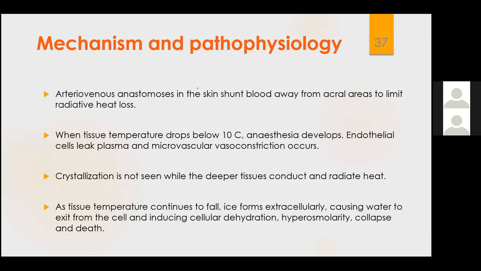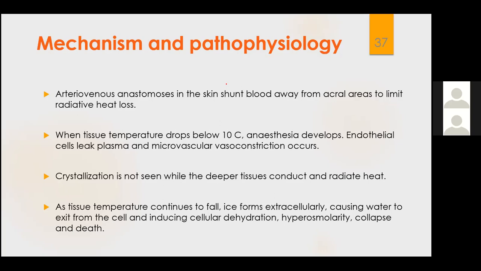So what is the mechanism and pathophysiology of frostbite? When patients are exposed to cold weather, the arteriovenous anastomoses in the skin shunt blood away from the acral areas to limit radiative heat loss. After this, the tissue temperature drops below 10 degrees centigrade, and there is development of anesthesia. Due to this, there is subsequent endothelial cell leak, plasma leakage, and microvascular constriction in place.